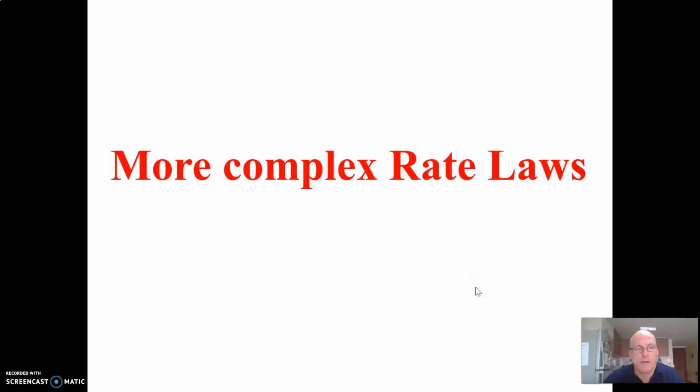Okay, folks, we're going to look at more complicated rate laws now. You've been looking mainly at first order and second order reactions or reaction mechanisms, but there are some IB questions that involve much more complicated systems, and we'll take a look at that now, okay?